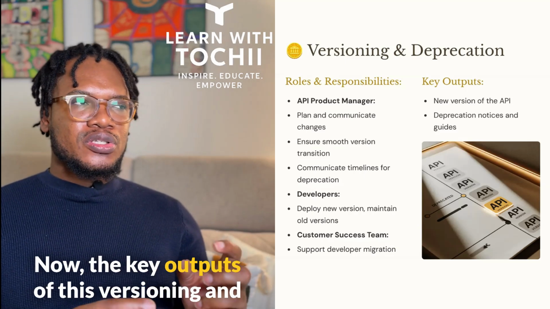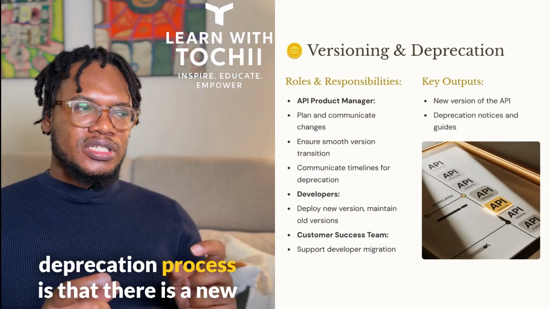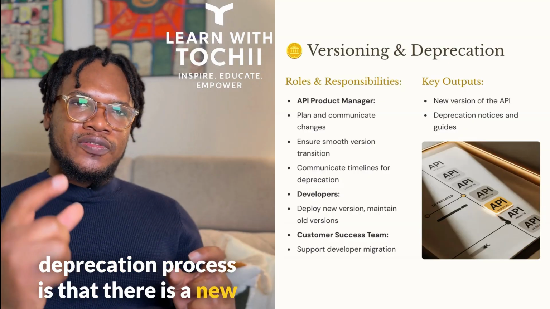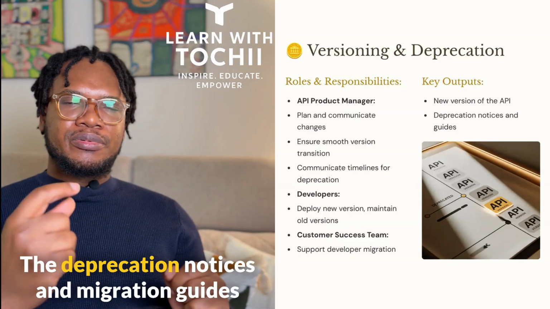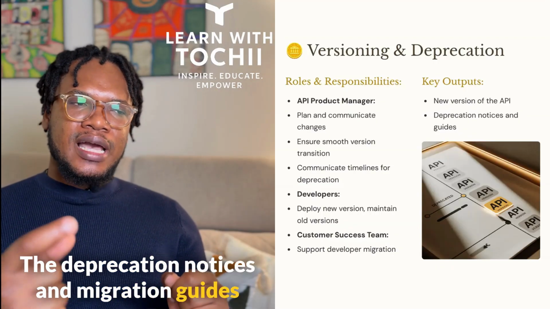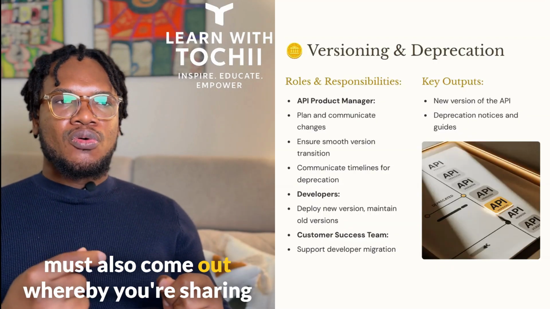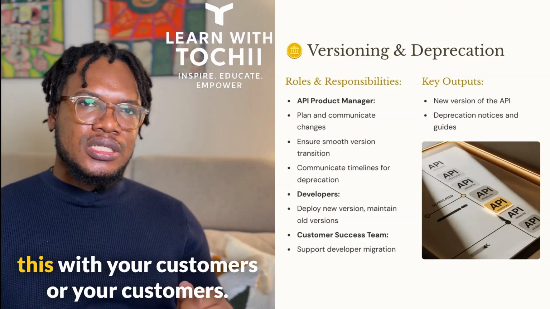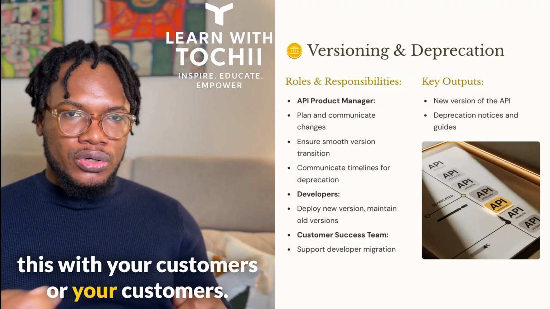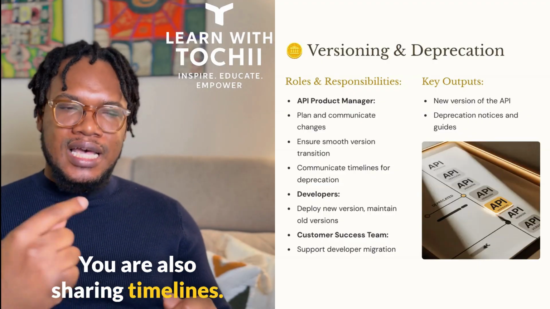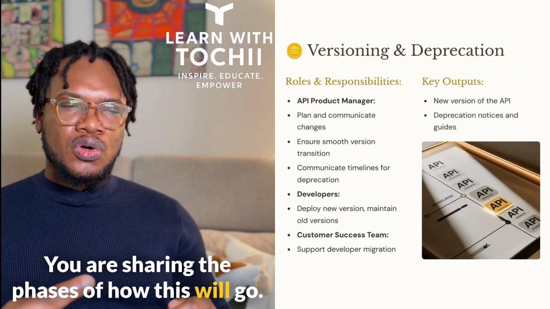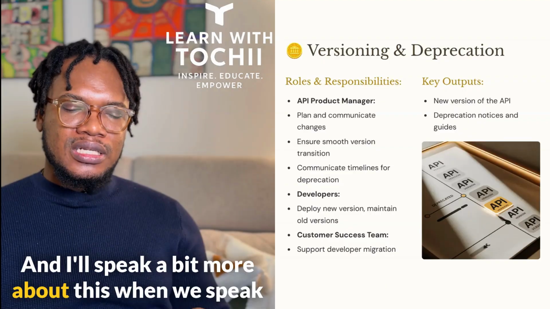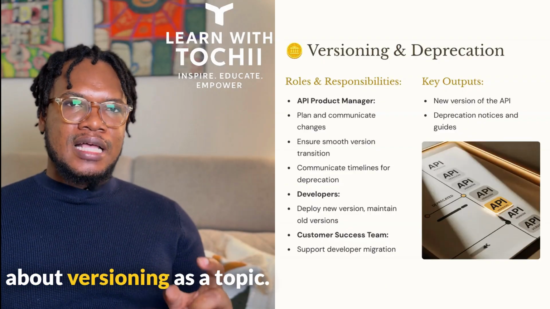Now, the key outputs of this versioning and deprecation process are that a new version of the API comes out. The deprecation notices and migration guides must also come out, whereby you're sharing this with all your customers. You're also sharing timelines and the phases of how this will go. And I'll speak a bit more about this when we speak about versioning as a topic.